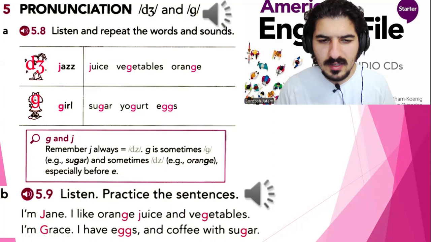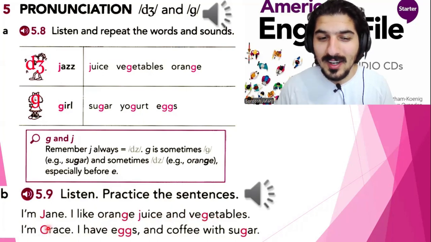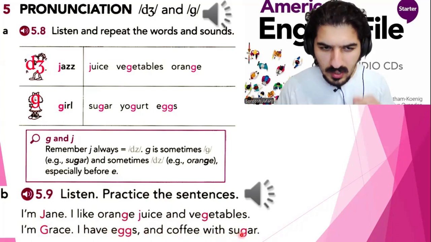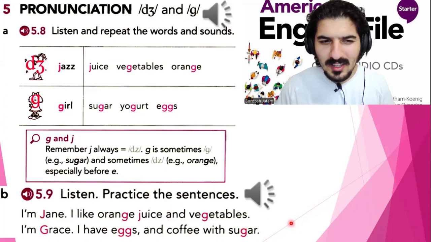5.9. I'm Jane. I like orange juice and vegetables. I'm Grace. I have eggs and coffee with sugar. Very good. Now pay attention. I'm Jane, J. I like orange juice, all right, and vegetables. I'm Grace, G. I have eggs and coffee with sugar. Okay? So, G, J. Very good.